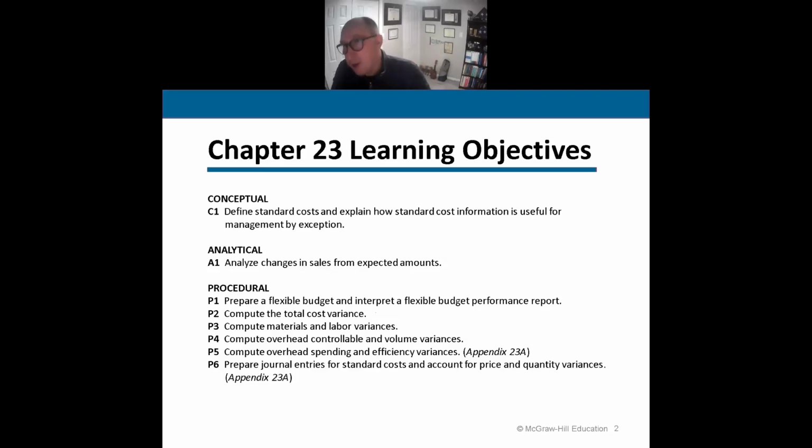There's two types of budgeting, really. There's two models of budgeting. One's called a flexible budget, and the other is called a static budget. A static budget is a budget that does not change, regardless of the level of output.